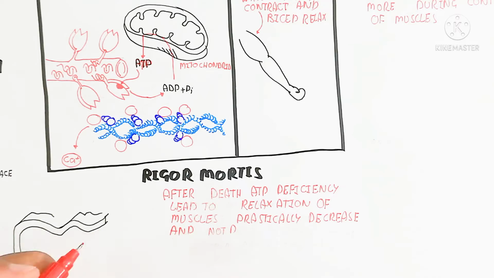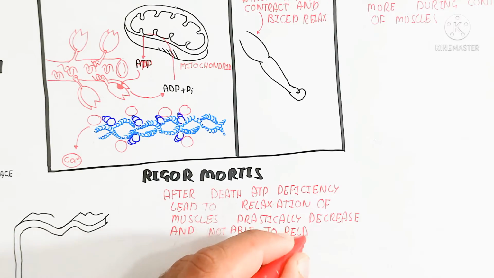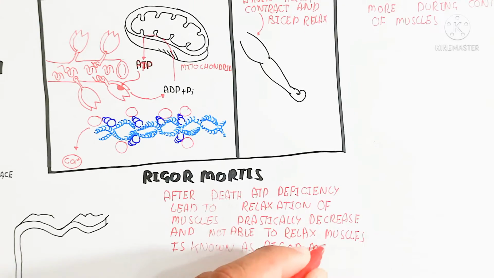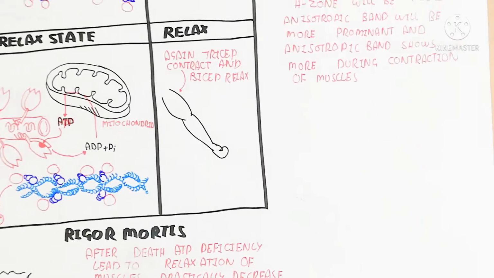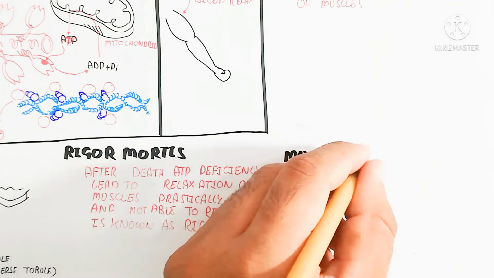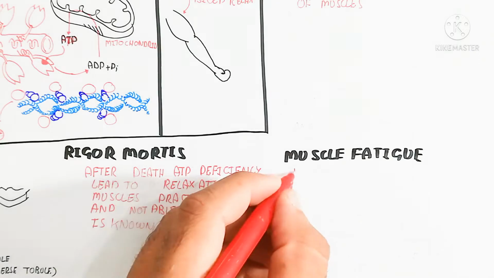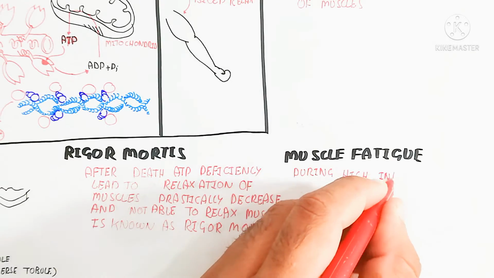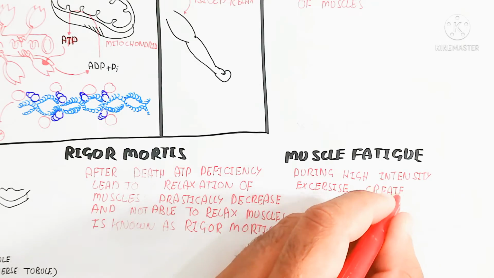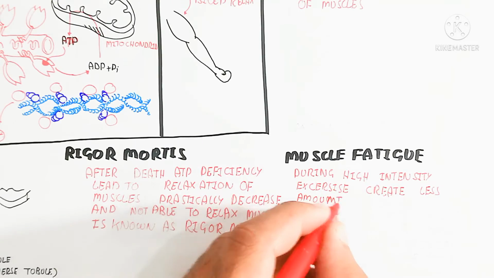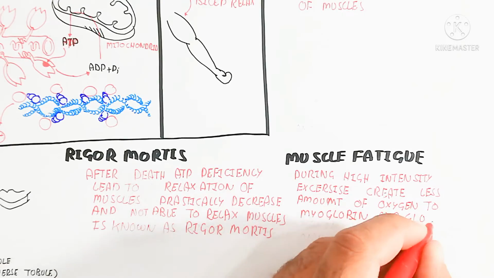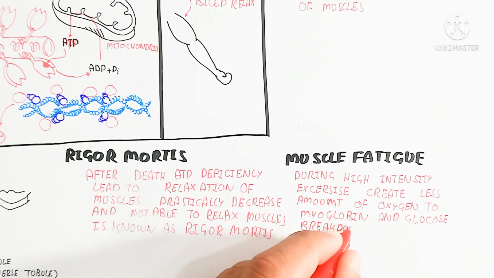Rigor mortis is the condition where after death, ATP deficiency means the muscle is not able to relax, and this is known as rigor mortis. The important thing is that in the early phase after death, the muscle can be made to contract or relax with the help of another person, but over time rigor mortis will occur.